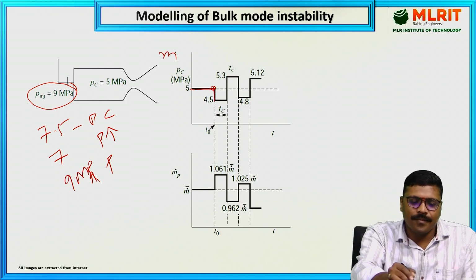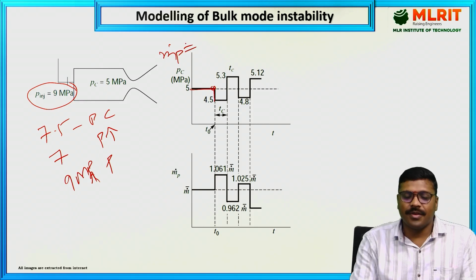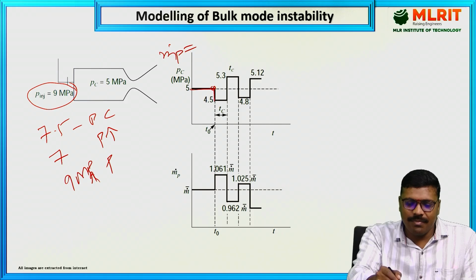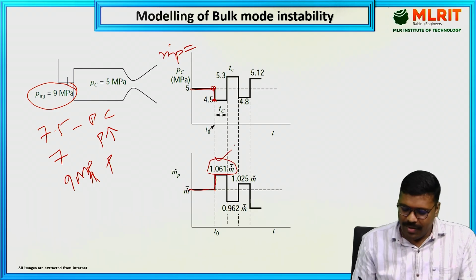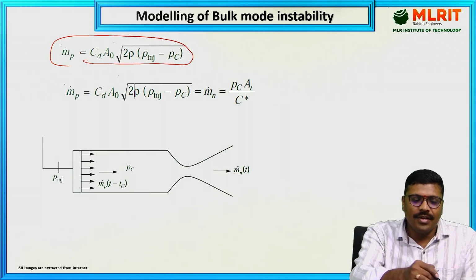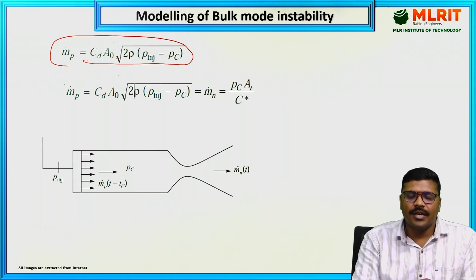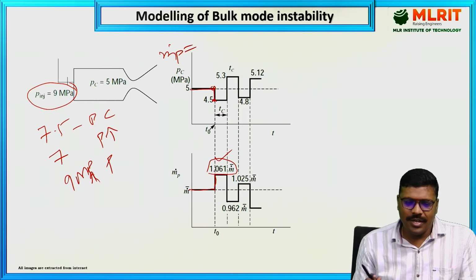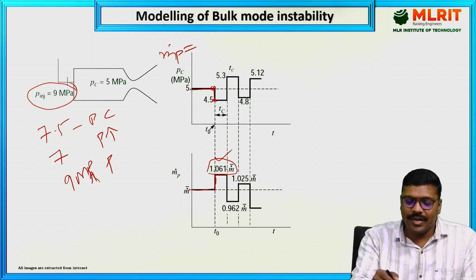The m dot p equation we have gone through in the earlier slide. Because of this decrease in the chamber pressure, the mass flow rate is increased to 1.061. This mass flow rate is calculated with the formula m dot p equals CD A naught times the square root of 2 rho (P_inj minus Pc). By using this equation, the mass flow rate is calculated. This will be calculated by the actuator only. Now we don't calculate it.